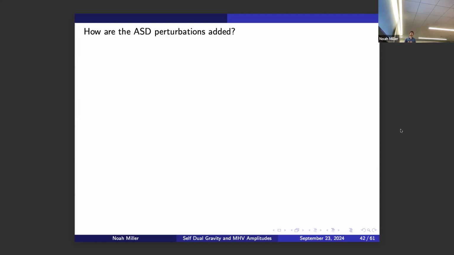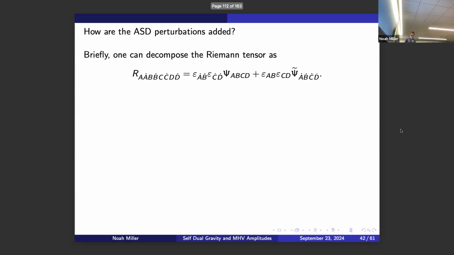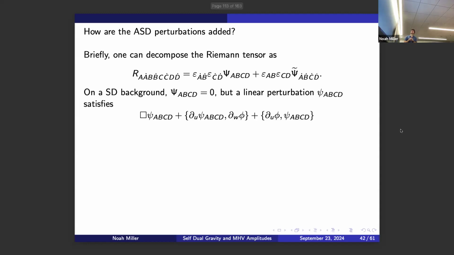Right, so I'll just say a quick word about how you add the anti-self-dual perturbations. Very briefly, you can decompose the Riemann tensor in these spin indices in the following way with these Newman-Penrose scalars. So this is the anti-self-dual part of the Riemann tensor, psi ABCD. This is the self-dual part. And on a self-dual background, the anti-self-dual part of the Riemann tensor is 0. But for a linear perturbation, using the Bianchi identity, you can show it satisfies the following equation.